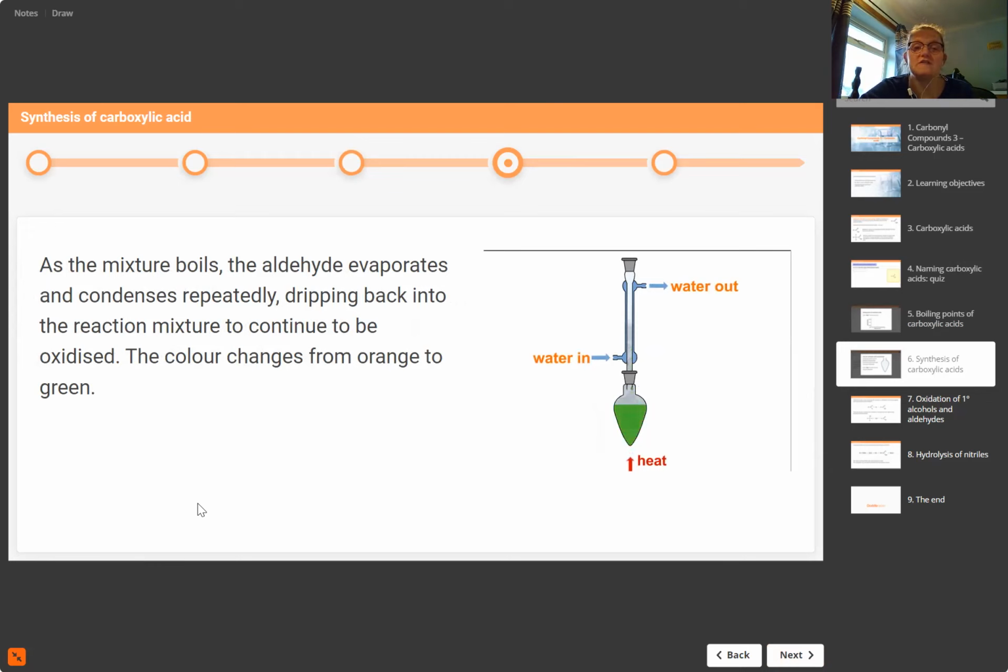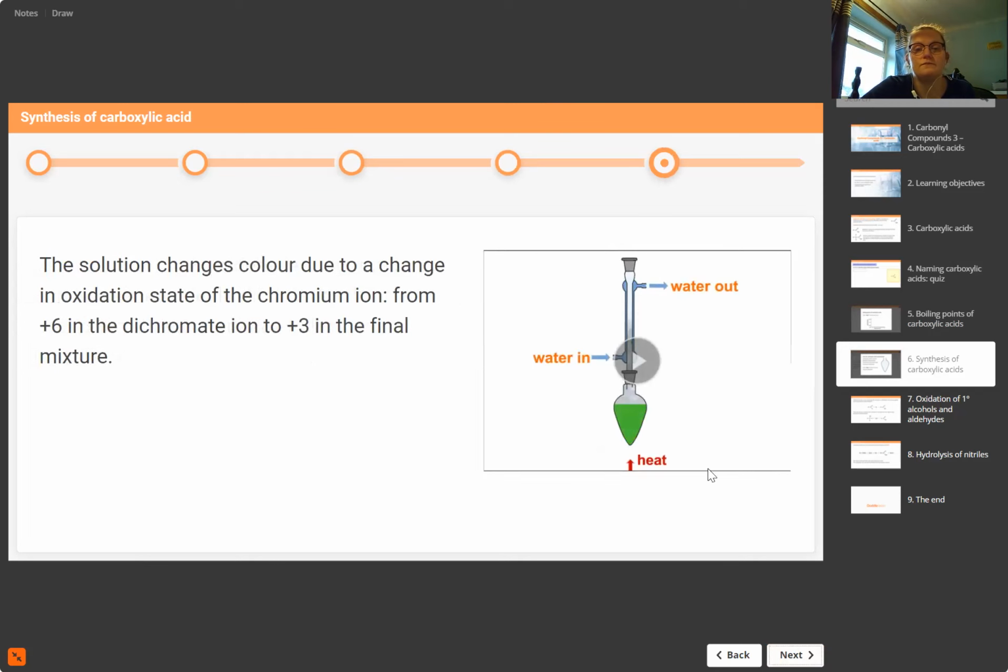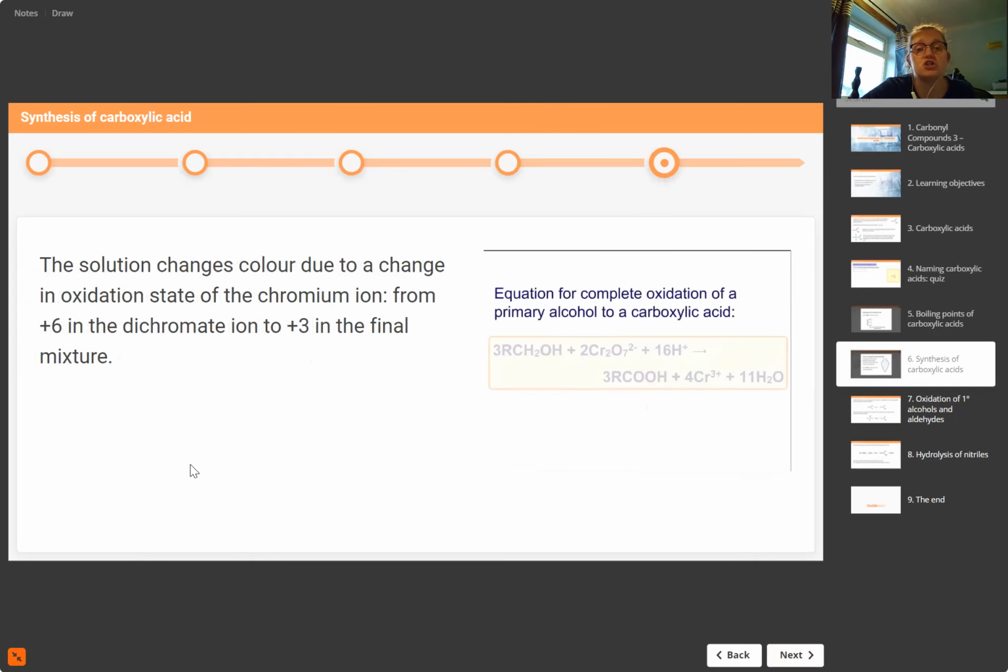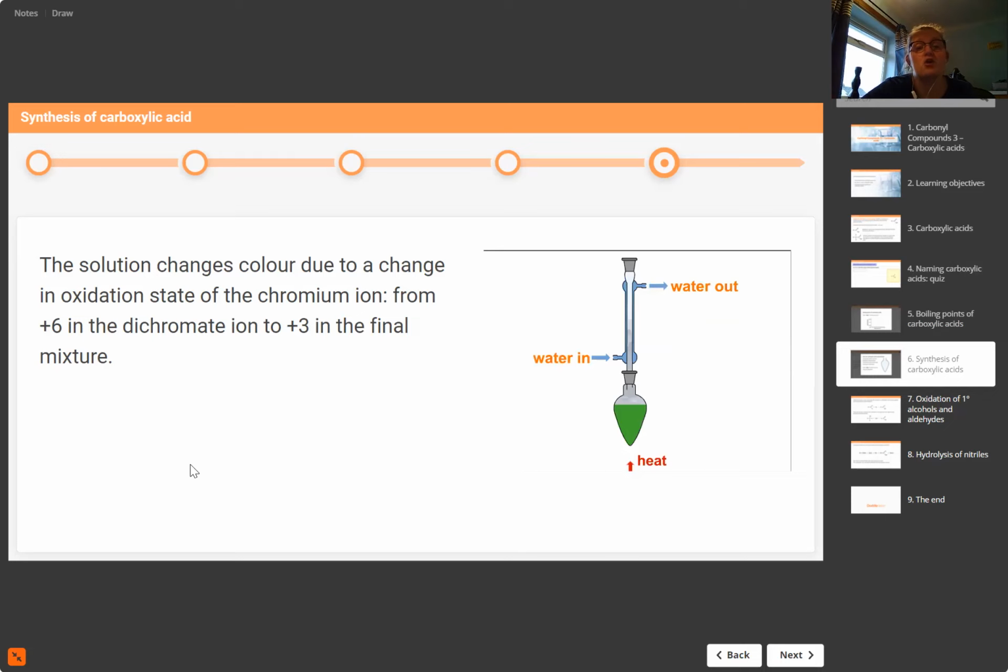And what you should notice is the color changes in the reaction mixture from being orange to green. And obviously we've got that condensation tube going on. So the solution changes color, and that color change is due to a change in oxidation states of the chromium ion. It goes from being a +6 in the dichromate ion to a +3 in the final mixture.